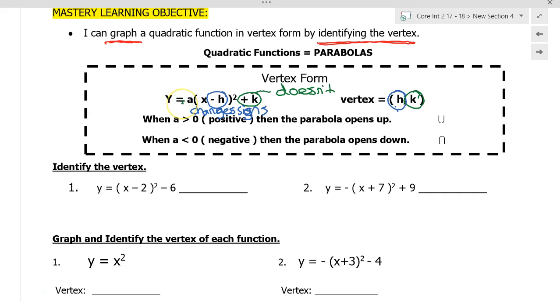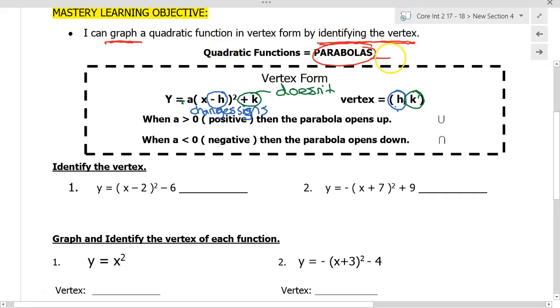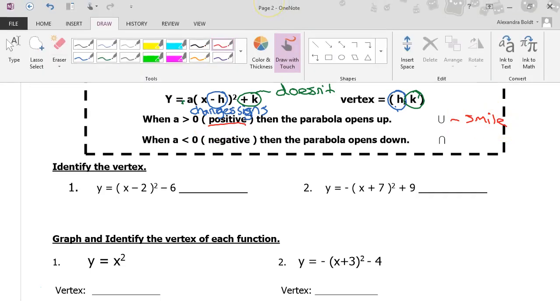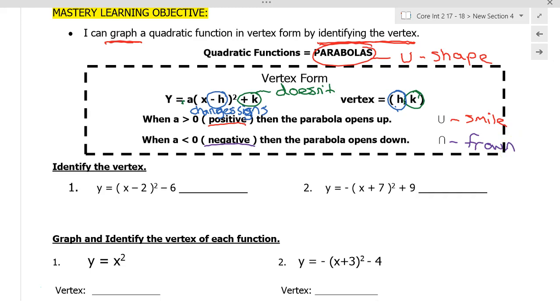When the number in front is positive, the parabola opens up. A parabola is simply a U shape, and that's what a parabola looks like. When it's up, it's positive because it's smiling. Positive is a smile. Negative is a frown. So when it's positive, it's smiling and opens up. When it's negative, it's a frown and opens down. Easy enough.